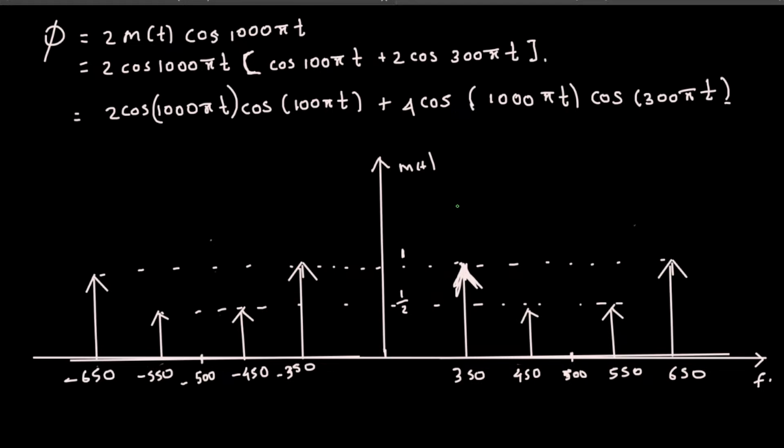Then after that, when we have two cos multiplying, there's a cos property. Once you apply that, you will end up with this one, cos 1100 π t plus cos 900 π t. Once you apply the property, you see this value becomes half, and then it's going to be addition.